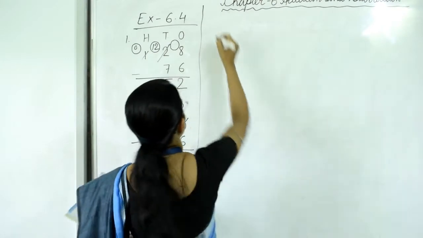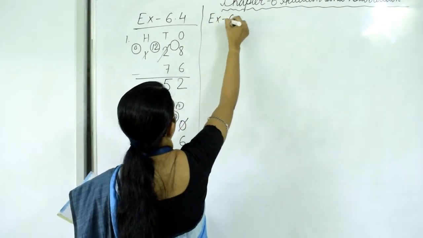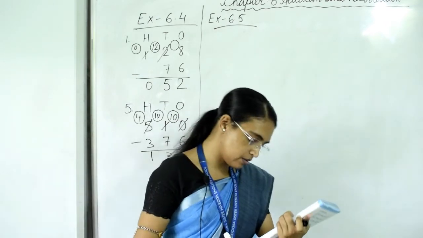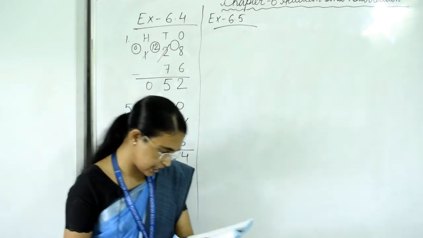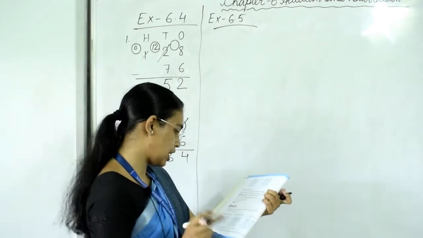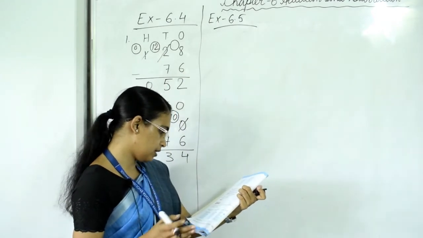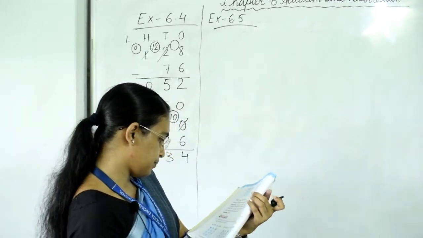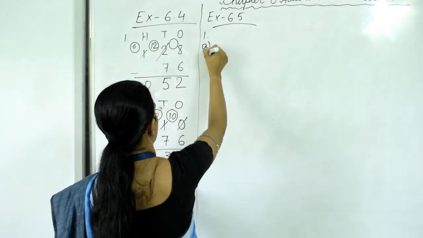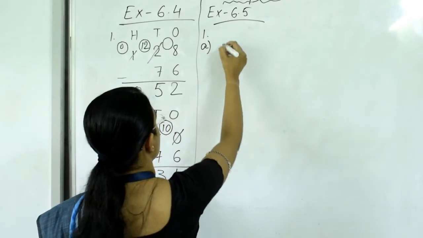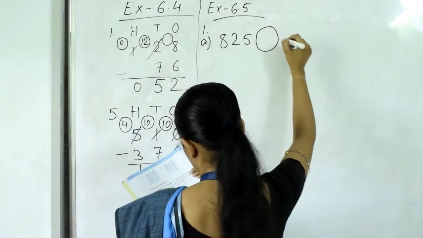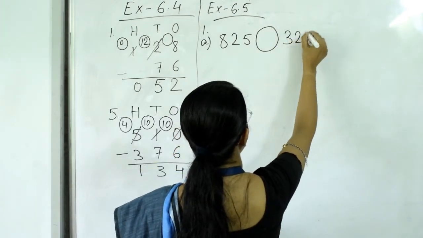Okay, now we will do exercise 6.5. The first question is compare the numbers and subtract the smaller number from the greater number. So there are 2 numbers, you have to compare those numbers and you have to subtract the smaller number from the greater number. Okay, so the first question is 825, 324.